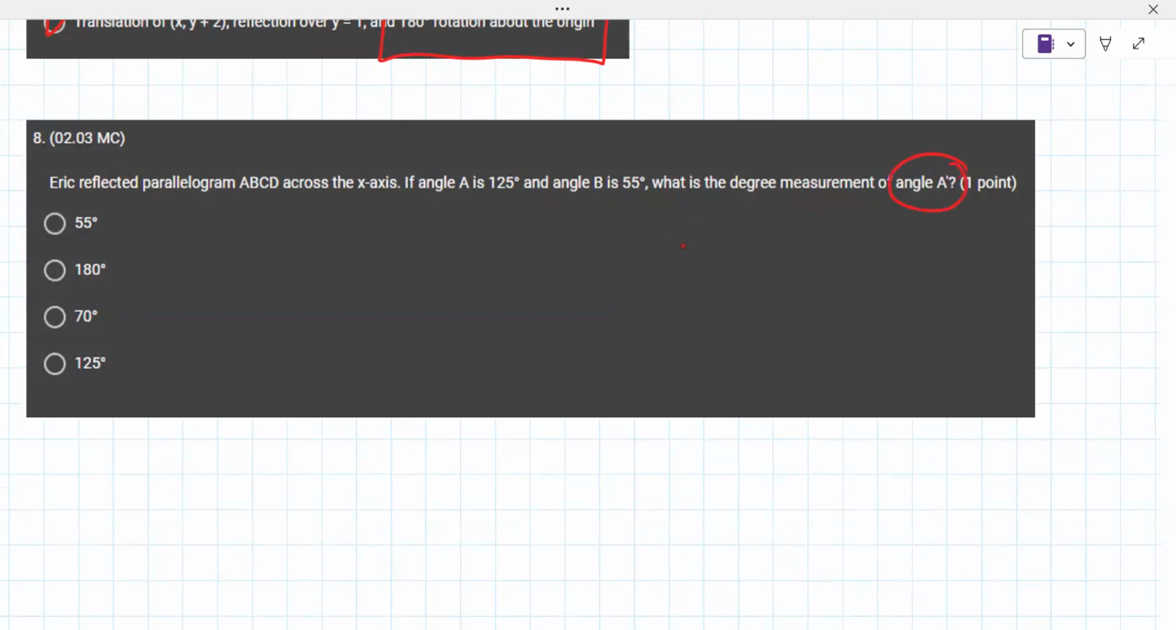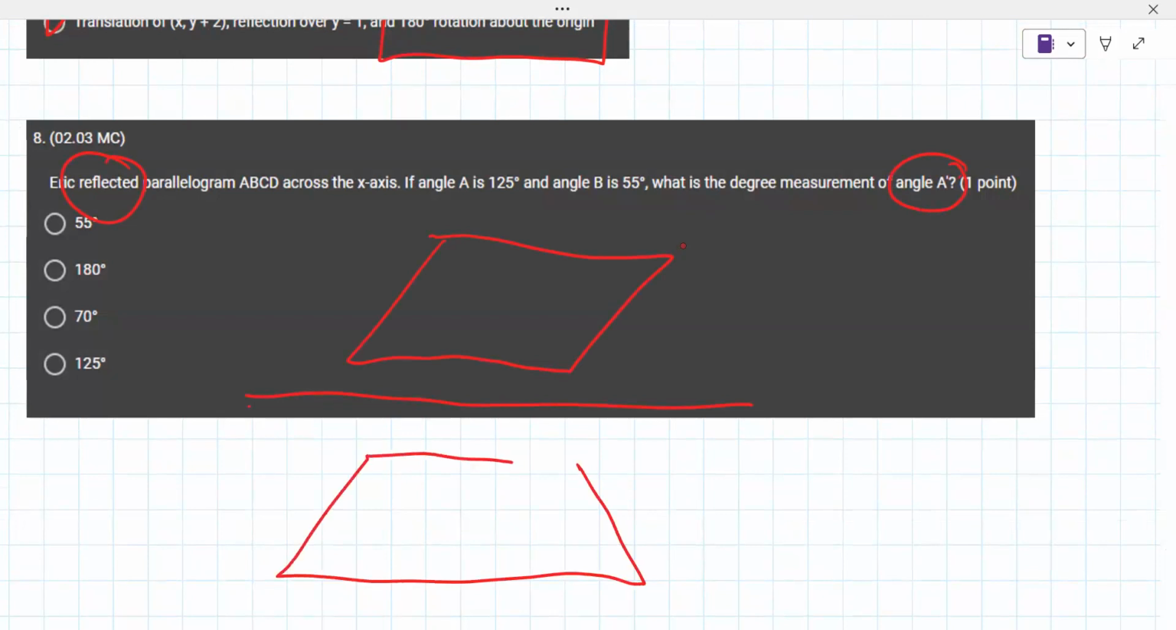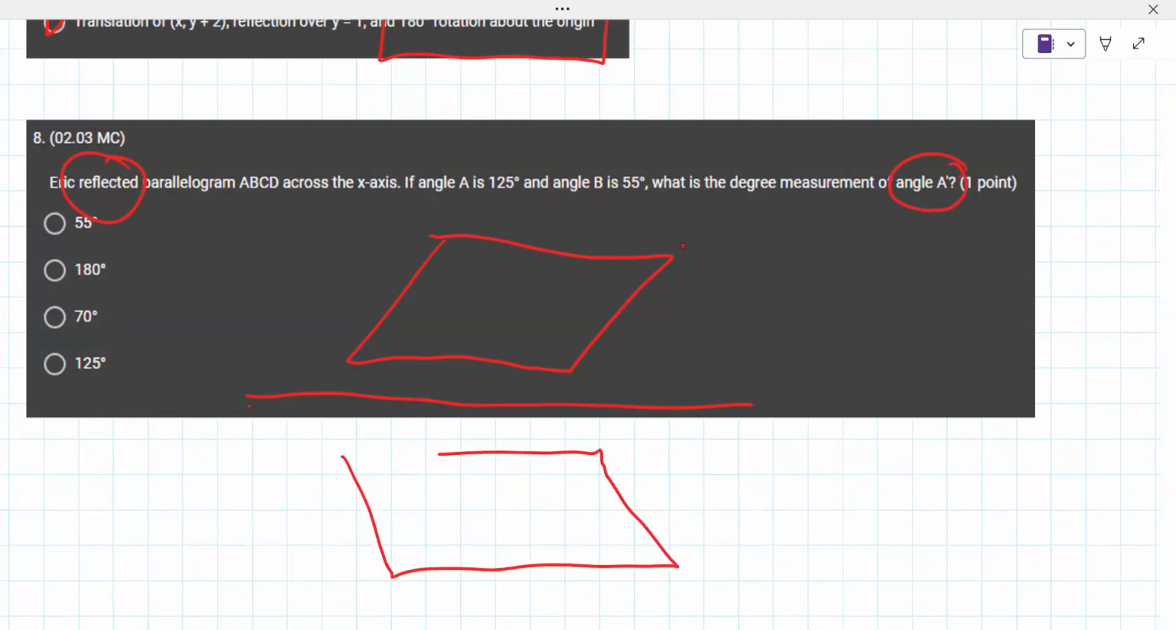The question is, does a reflection affect the angles? You can draw any parallelogram you want, and it's reflected across the x-axis. Do the angles actually change? No, they don't change. So the new angle is exactly the same as the previous one there. Is that okay? Yeah.